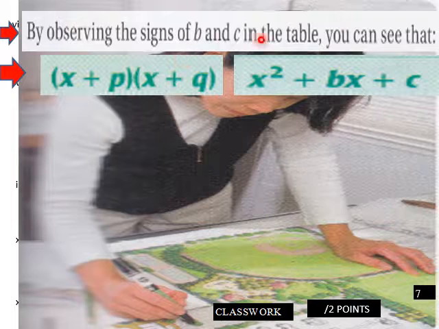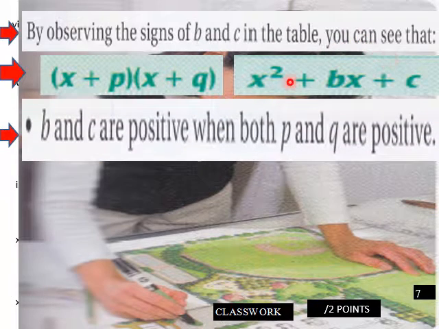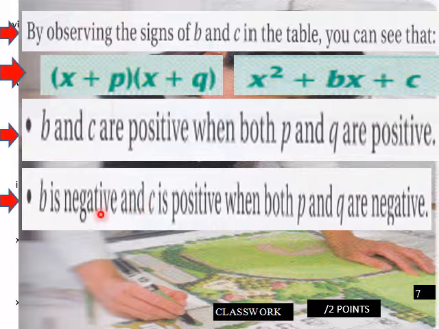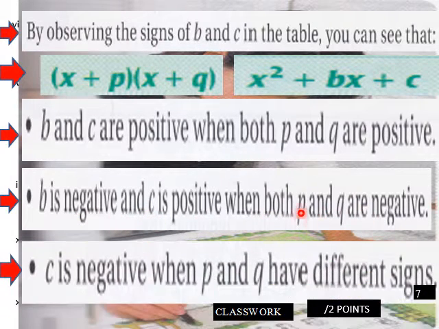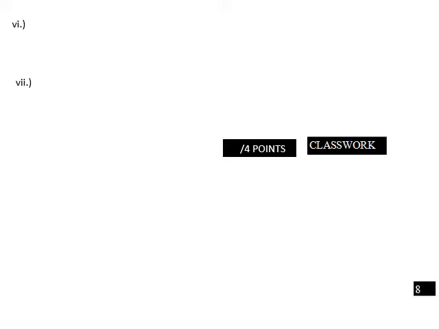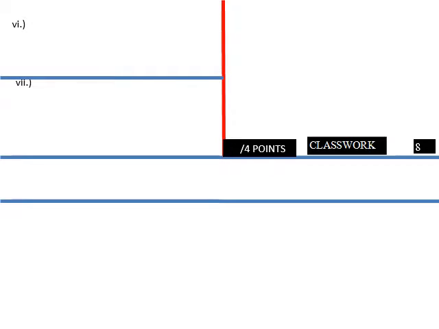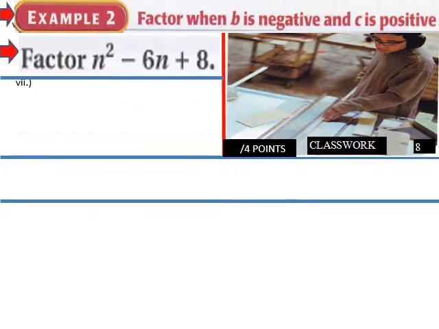By observing the signs of b and c in the table, you can see that for x plus p, x plus q, x squared plus bx plus c, b and c are positive when both p and q are positive. b is negative and c is positive when both p and q are negative. c is negative when p and q have different signs. That's kind of the foundation of factoring trinomials.